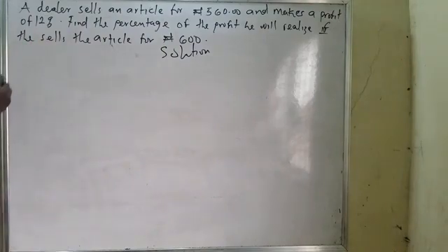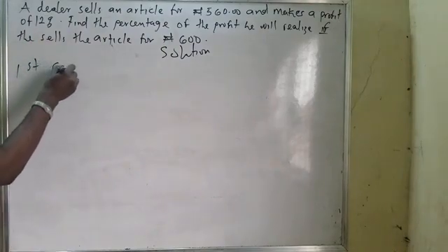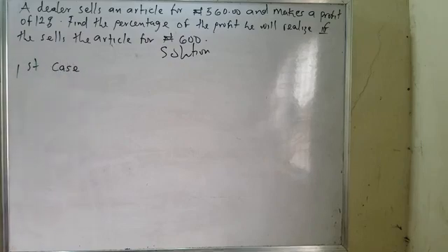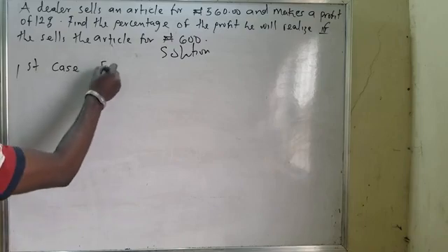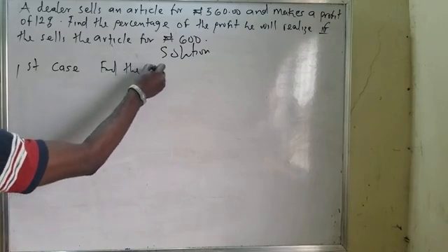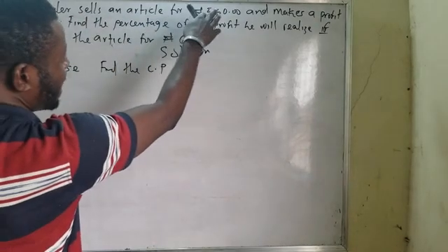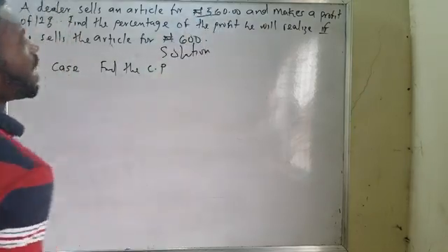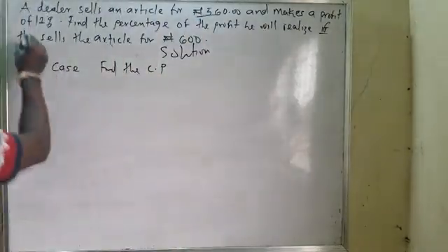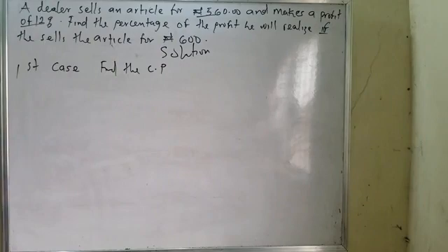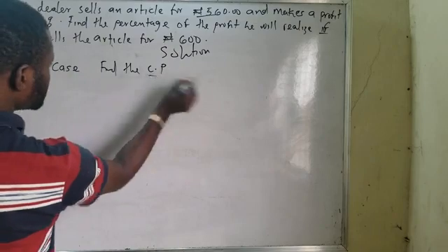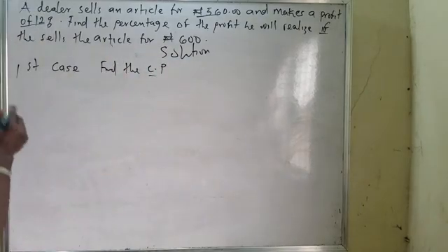Now, it means my first case is where we are finding the cost price. That is my first case, which is: a dealer sells an article for that amount. This is the selling price, and makes a profit of 12%. That is the first case. It means I'm looking for the cost price.